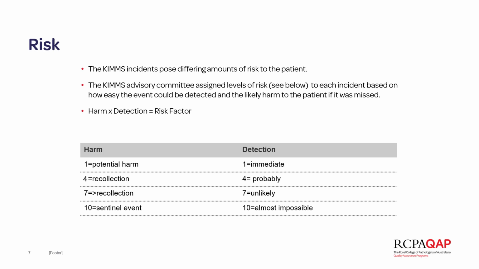Detection has a similar scale. 1, when the incident will be detected, such as an unlabeled tube. 4, when an incident will probably be detected, such as a mislabeled tube. 7, for unlikely to be detected, for example, identification within the lab, such as an aliquoting error, and 10 for almost impossible to detect, such as wrong sample in tube.